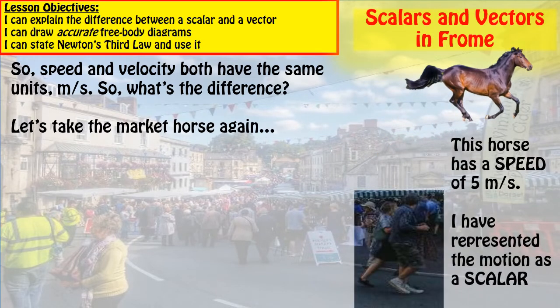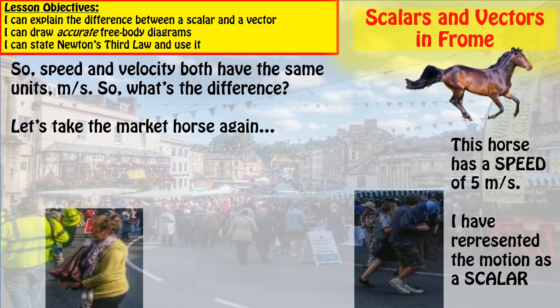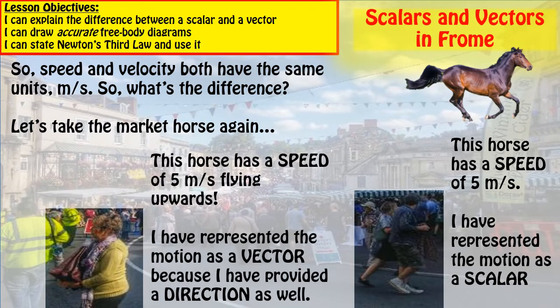So the people down here say this horse has a speed of 5 meters per second. This has been represented as a scalar. So the motion here, the movement, is a scalar. Whereas the lady down here, she's saying this horse has a speed of 5 meters per second flying upwards. So now she's represented the motion as a vector because she said the magnitude, the amount, 5 meters per second, but she's also provided a direction as well. And then she said it was upwards. So the horse there has been represented by a vector quantity because there are two pieces of information.